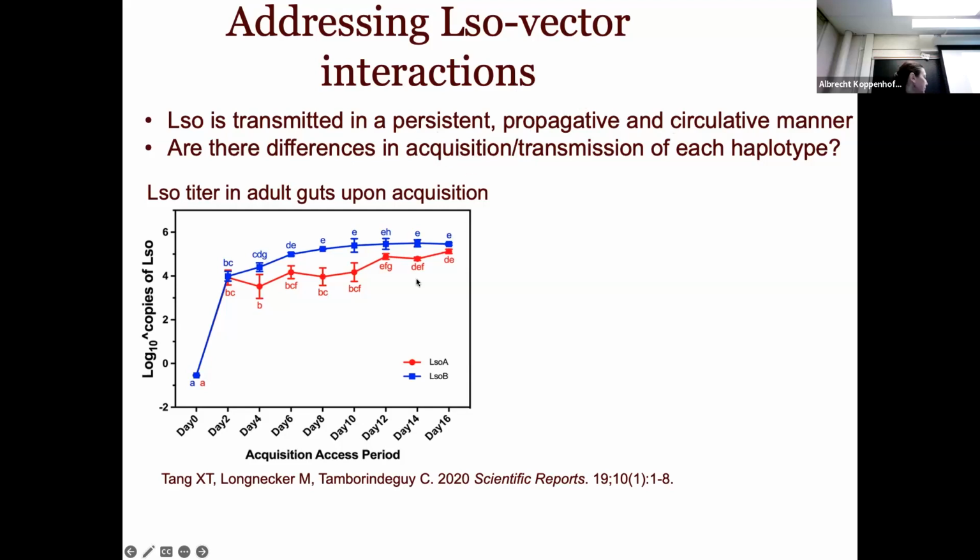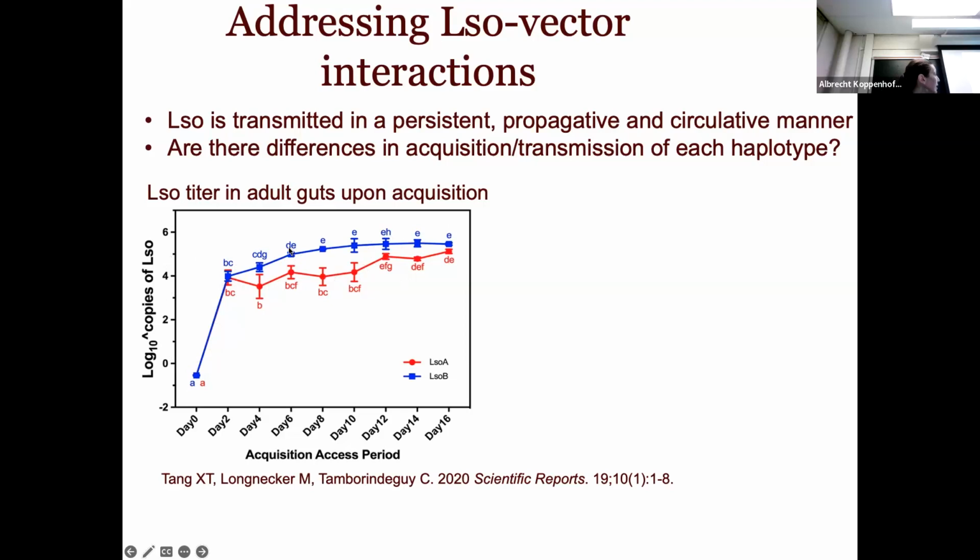So what Xiaotian did is he took uninfected adults and allowed the insects to feed for 2, 4, 6, 8 days, etc. He dissected the gut and he measured the amount of Liberibacter in the gut of the insects, A or B separately. And so in blue, you have the titer of LSOB in the gut, and in red, you have LSOA. This scale is log 10, so it seems like there's no major difference, but there are differences in there, okay? And what you can see is very quickly, the titer of LSOB increases, and by day 6, it reached the plateau.